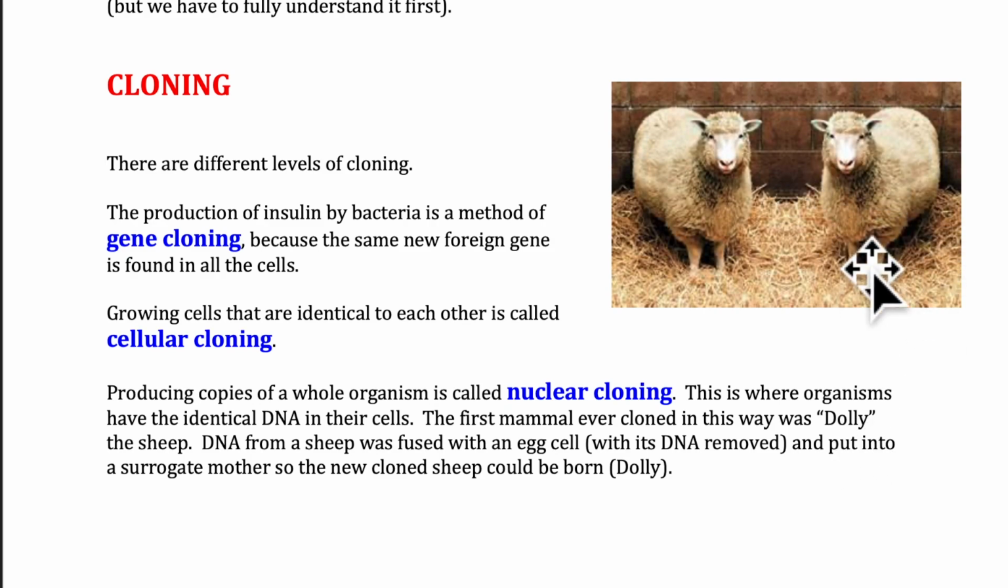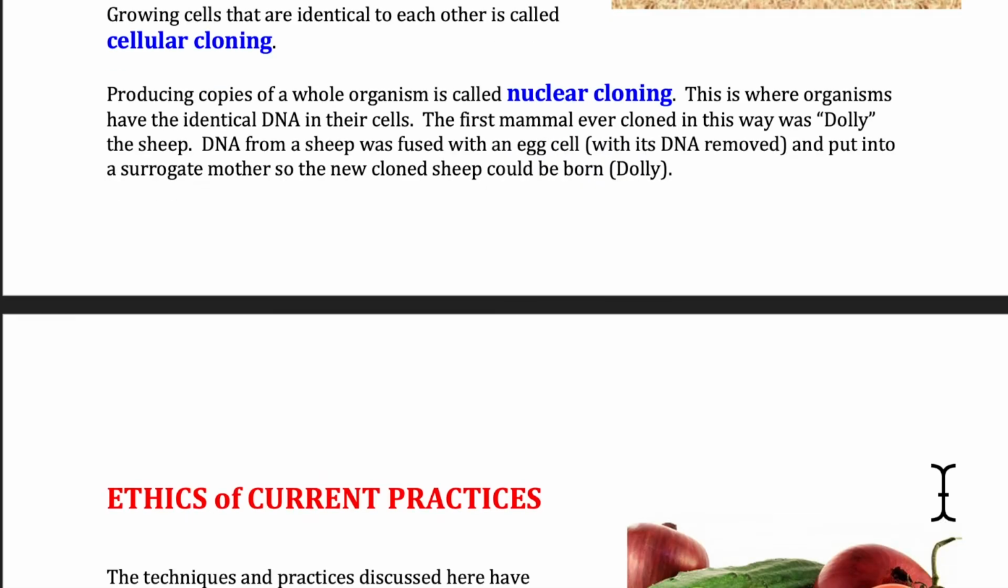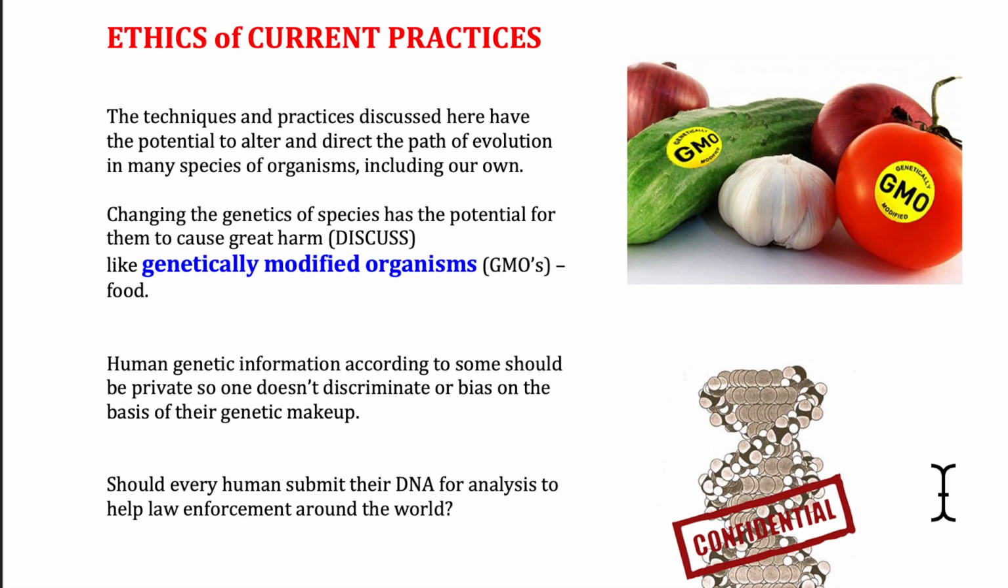The first mammal ever cloned in this way was Dolly the sheep. DNA from a sheep was fused with an egg cell, with its DNA removed, of course, and put into a surrogate mother so the new cloned sheep could be born. And you can see those are identical sheep right there. Holy cow. The ethics of current practices.